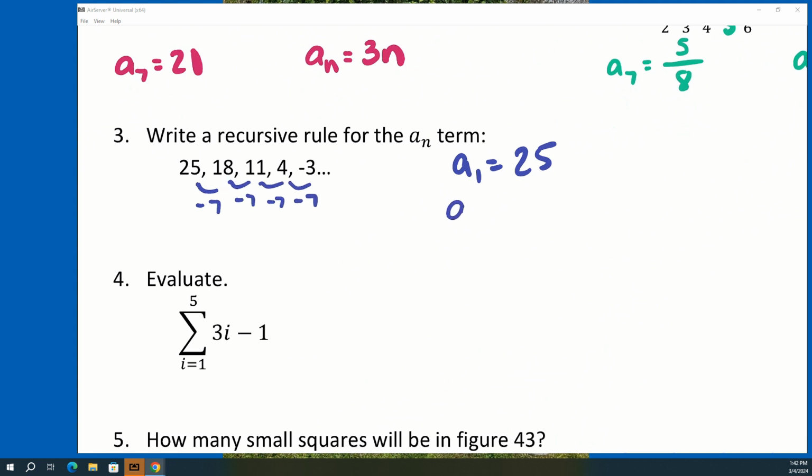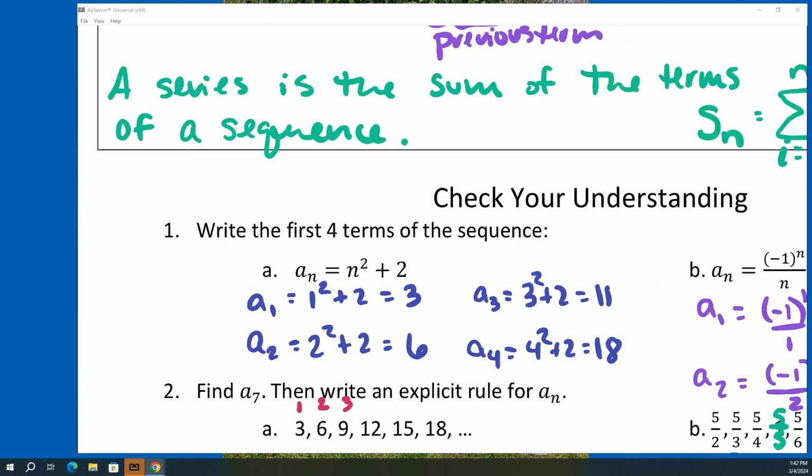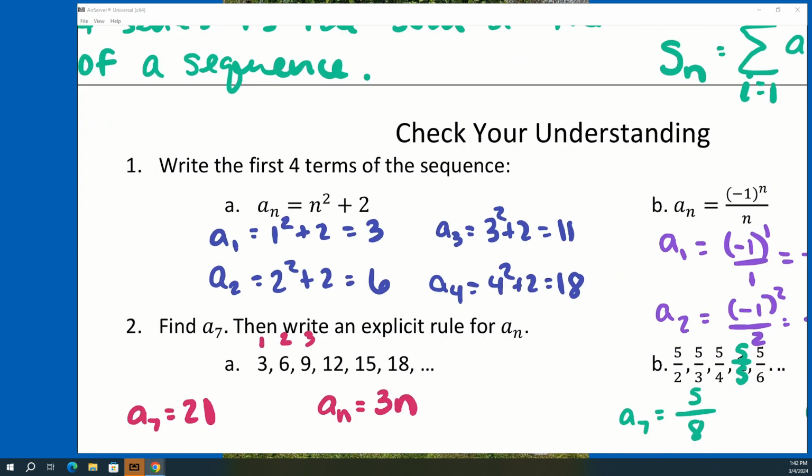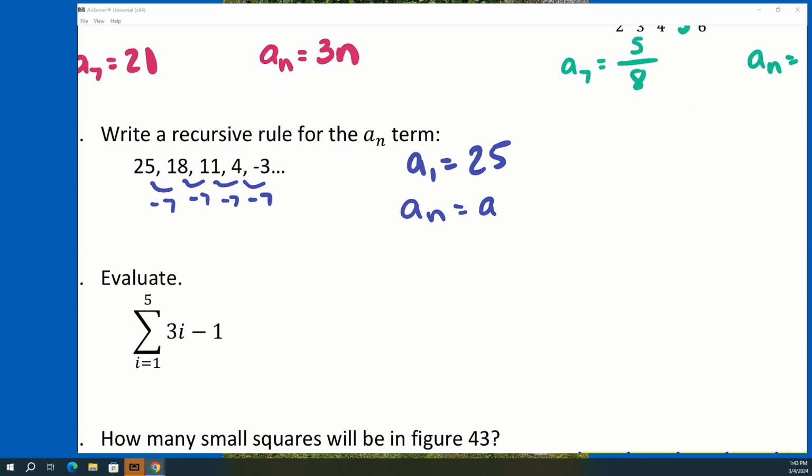Okay, so a sub n is going to equal however you represent the previous term, which we said right here, a sub n minus 1. And then minus 7. So you're telling to take the previous term, subtract 7. It gives you the next term.